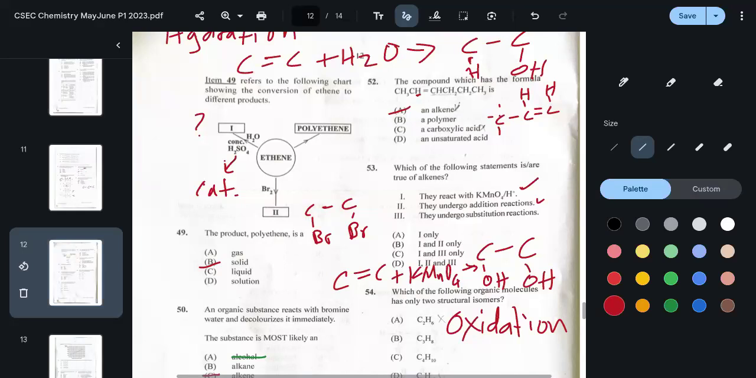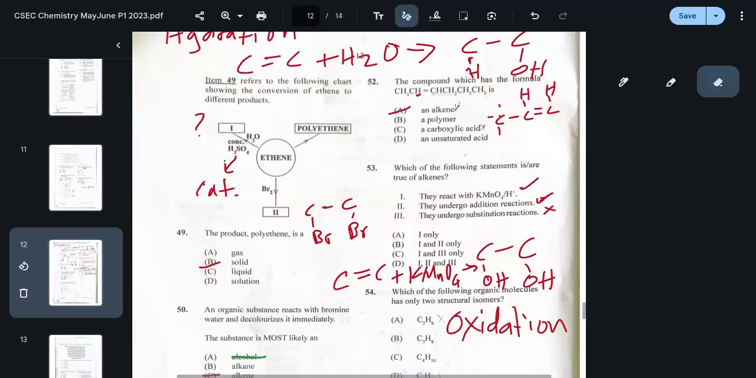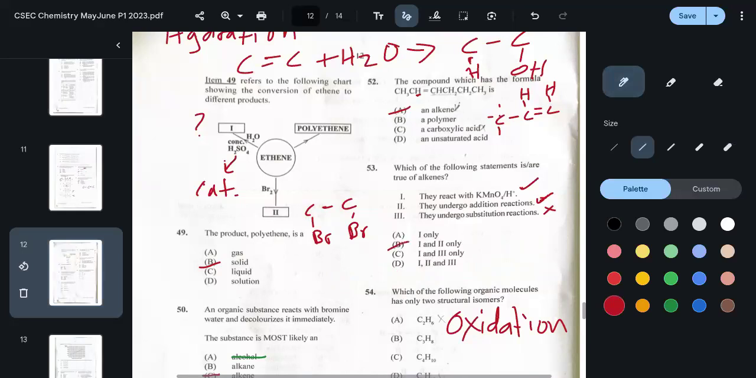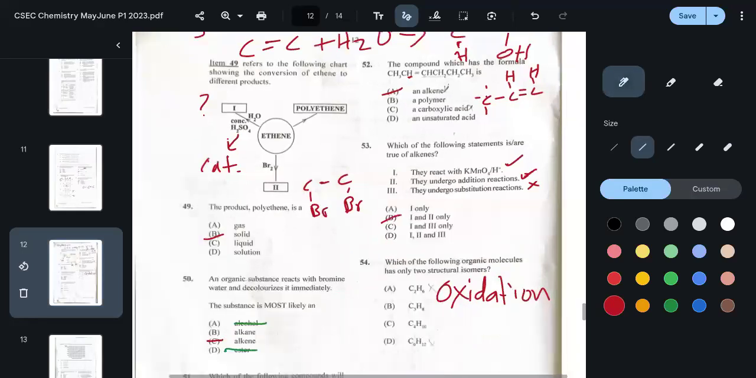Do alkenes undergo substitution? No, sir. Correct. Alkenes undergo addition, not substitution. So the answer is 1 and 2, which would be part B. All right, 54.